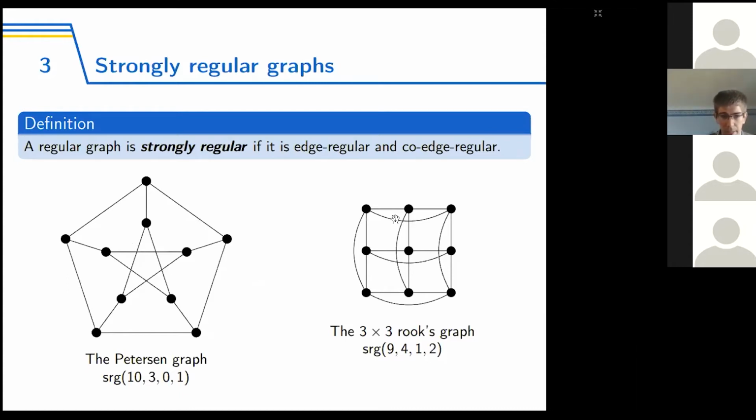And I see for the third consecutive talk we have the Petersen graph. I'm sorry for that, but it's too nice an example to not show. So this is a strongly regular graph on 10 vertices. Next to it, I have the 3x3 Rooks graph, which is a strongly regular graph on 9 vertices. But I'm sure that most of you know about strongly regular graphs.